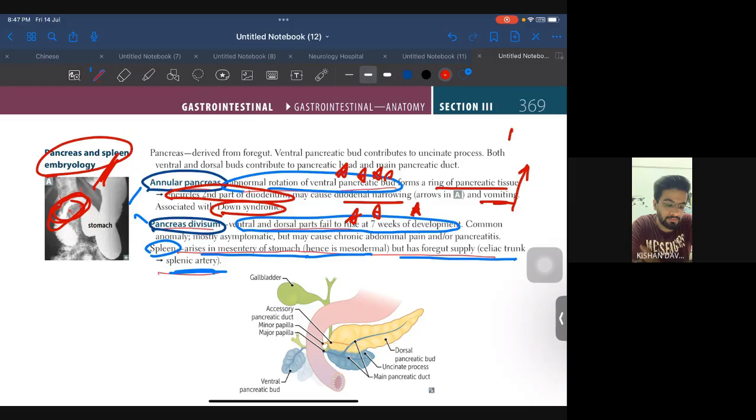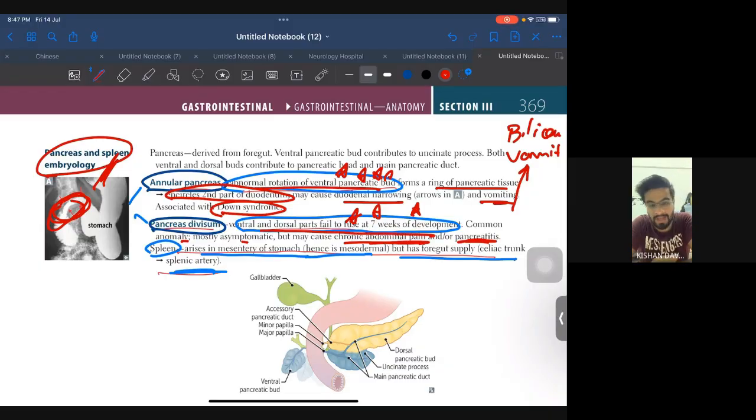So as here it is duodenal obstruction, it will be bilious vomiting. Okay, don't get confused. Here also bilious vomiting, in duodenal atresia also bilious vomiting, but there will be no double bubble sign here. Okay, so this is how you will distinguish. Small features are very important to distinguish different types of conditions. Okay, moving on to pancreas divisum. Common anomaly, mostly asymptomatic, but may cause chronic abdominal pain or pancreatitis. Okay, that's it. बस आपको mechanism याद रखना है.